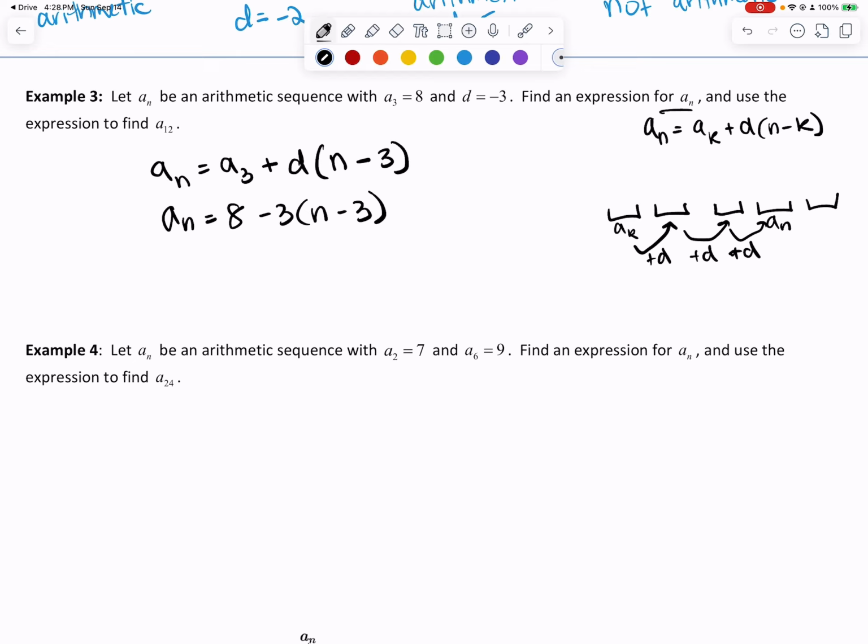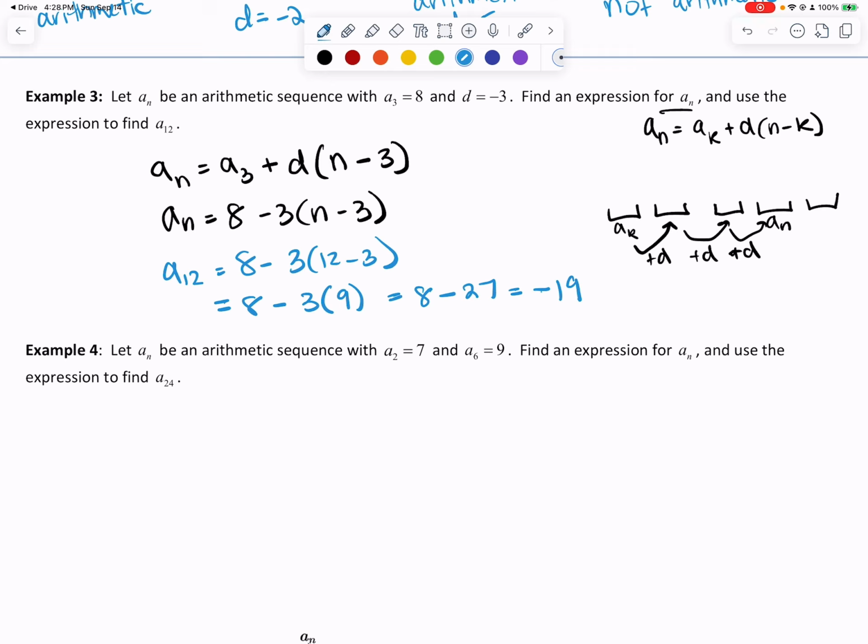So if we want to find a specific term, like a sub 12, we'll then plug in 12 for n and be careful to obey order of operations here. There we go. So we're going to make sure that the multiplication happens before the addition of the 8. So we have 8 minus 3 times 12 minus 3 is 9. 8 minus 3 times 9 is 27. 8 minus 27 is -19.